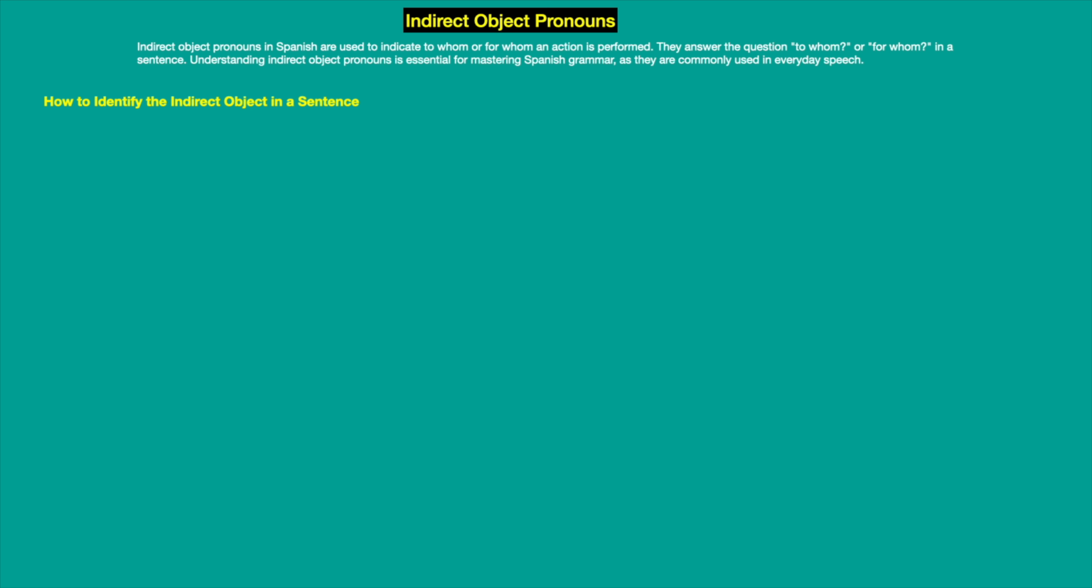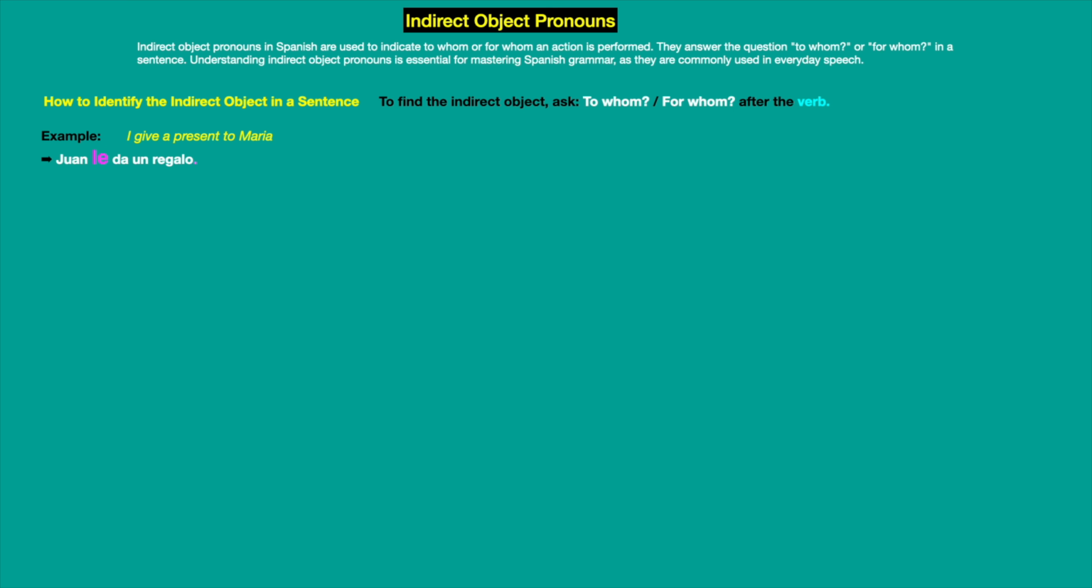So let's take a quick look at how to identify the indirect object in a sentence. For example, to find the indirect object, ask to whom or for whom after a verb. So here we are going to have some examples. Say, I give, which is a verb, a present to Maria. So you are giving a present to Maria. But for example, we are already two people talking about Maria, so we are going to avoid repeating the name of Maria again.